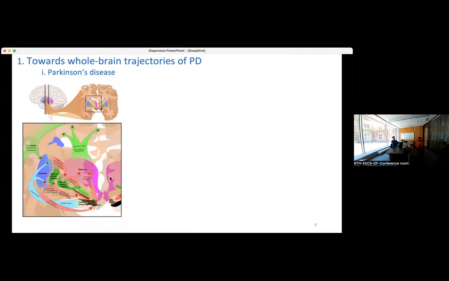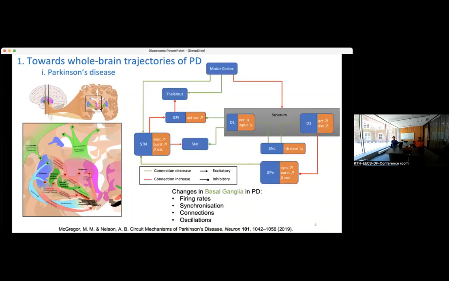So we know a lot about what's happening around this area because these neurons project this dopamine mainly to this area, and this is an example to show you what we know. We know a lot about changes in firing rates, for instance, synchronization, connection, and oscillation in this brain region. So all these boxes are nuclei that are present close to this region.